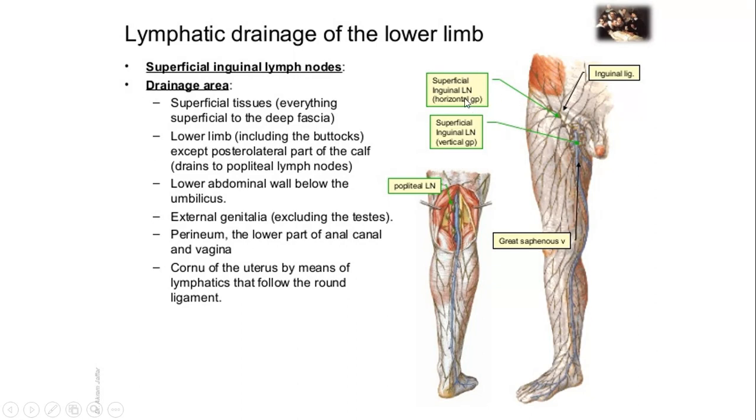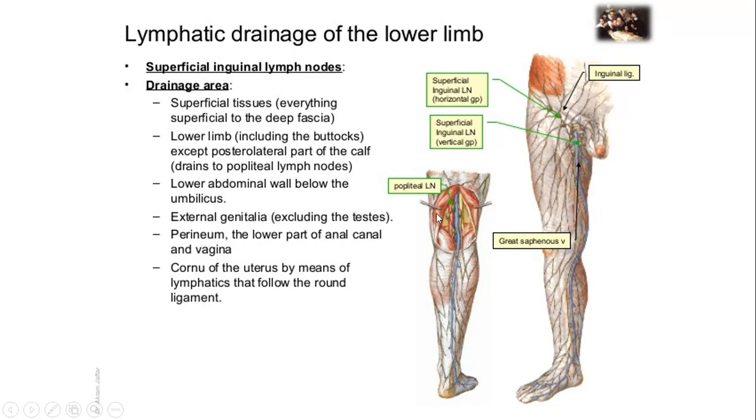And here we are seeing that there is a horizontal group which is lying horizontally, the superficial inguinal lymph nodes, and there is a vertical group of lymph nodes which is lying vertical to the inguinal ligament. The horizontal group is lying parallel to the inguinal ligament, and the vertical group is just vertical to it. These are the superficial inguinal lymph nodes. The skin is drained by these, and these obviously will be connected to the deep inguinal lymph nodes, from the superficial to the deep.